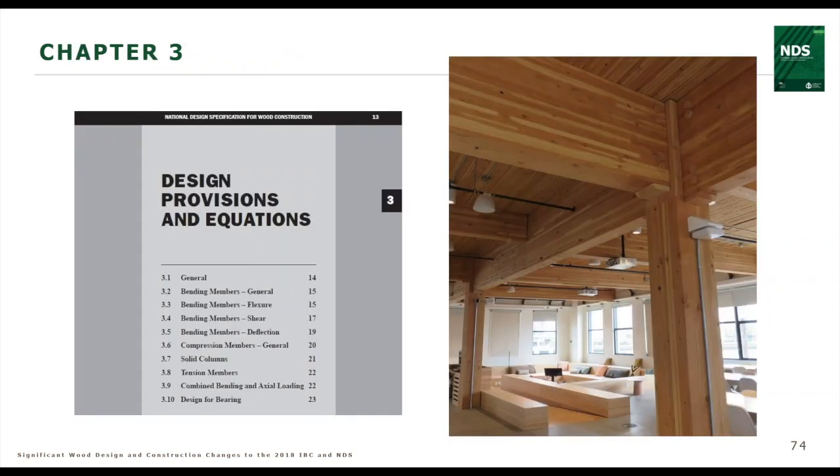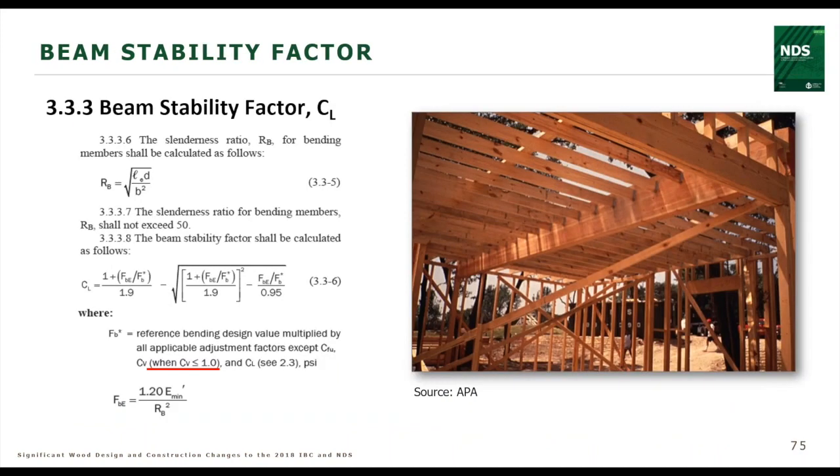All right. Here we go. Chapter 3 now. So Chapter 3 is the last of the general front matter, if you want to call it that, the general provisions.